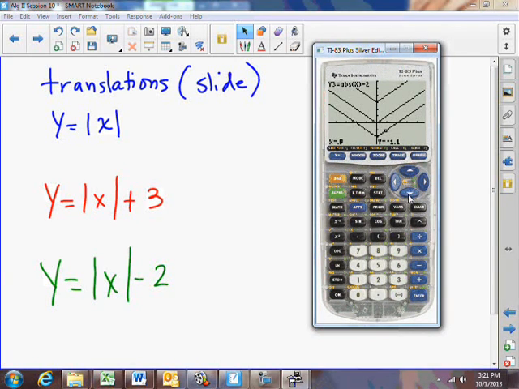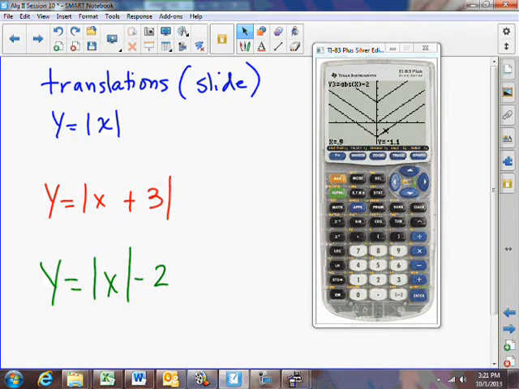Now, the immediate question that comes to mind is, what would happen if we added or subtracted before we perform the function? Now, look very carefully. What we're doing here on the red function is we're saying the absolute value of x plus 3, or the quantity x plus 3.